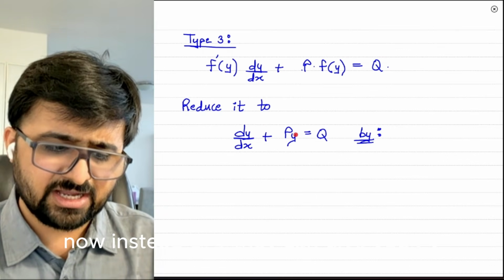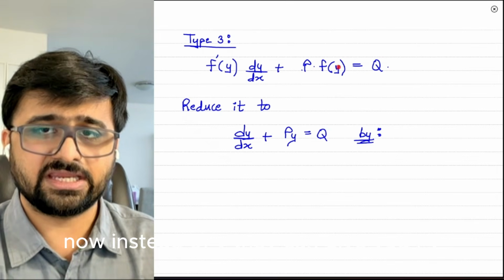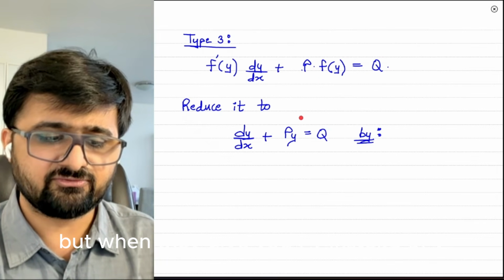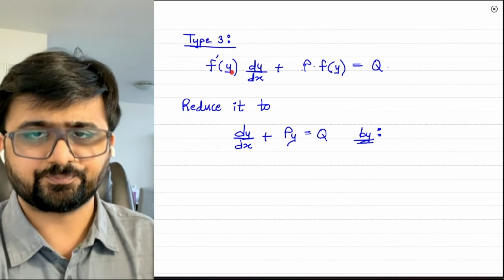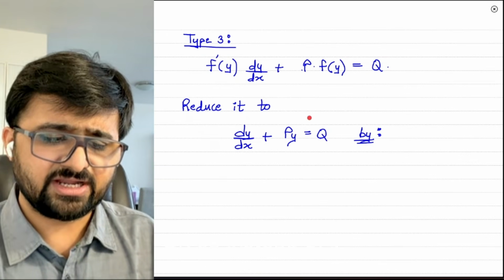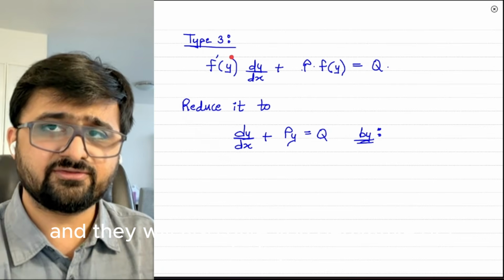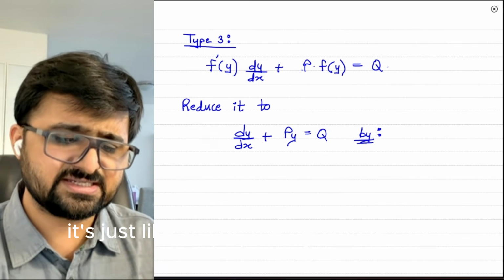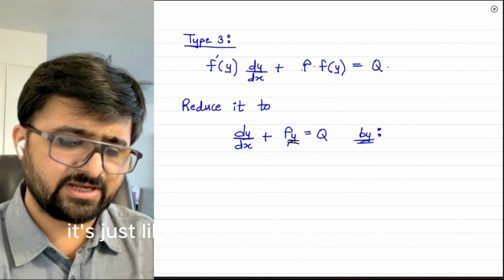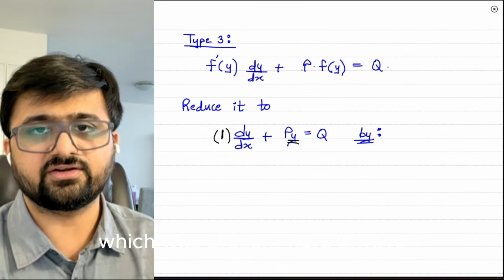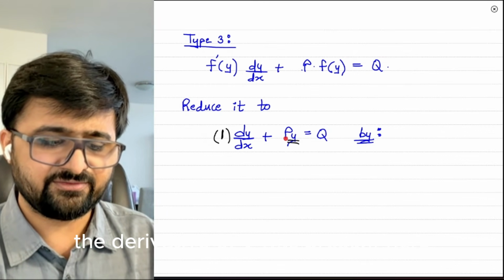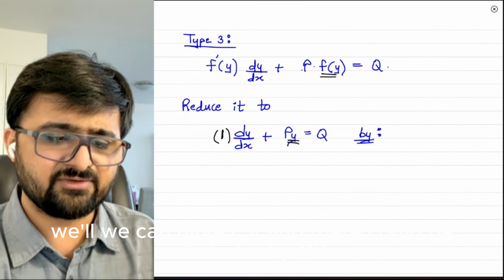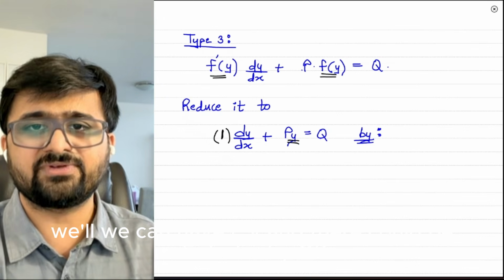Now instead of y, they can give you f(y). But when they give you f(y) instead of y, they will also give the derivative, f dash of y. It's just like the derivative of y, which was 1, which was always present here, and we never noticed it. Just like in the linear form, the derivative of y was present here, we can have f(y), and there could be f dash of y here.